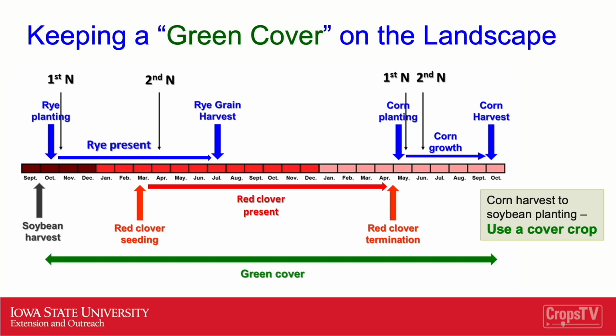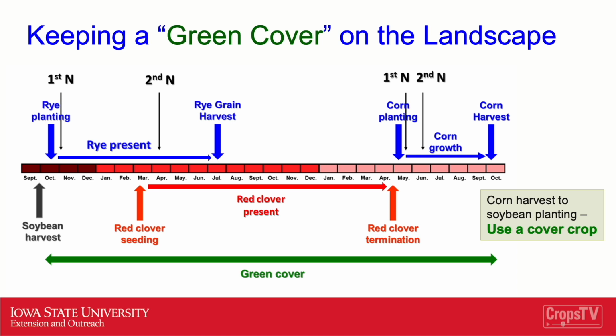This is kind of a timeline picture of our project, and also a timeline for how we might keep a green cover on the landscape. So as we move from left to right, we start in this project with seeding the winter rye after soybean harvest. That's going to happen sometime late September through October. We had a nitrogen application in the fall at seeding time, a second nitrogen application in the spring at top dress time, and then we have the rye harvest, in our case, somewhere mid to late July.